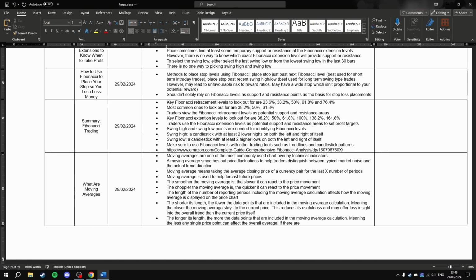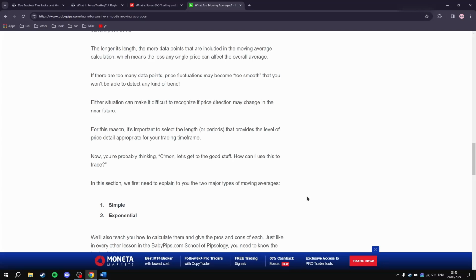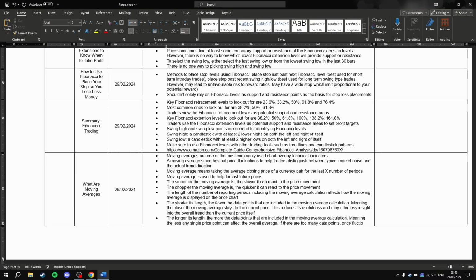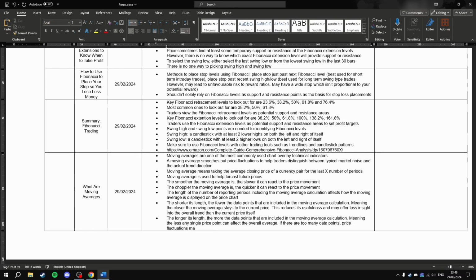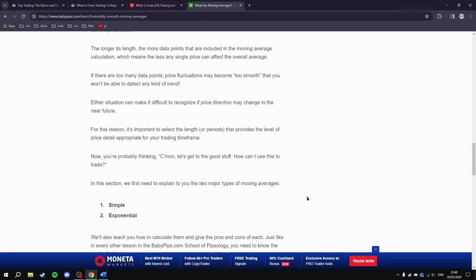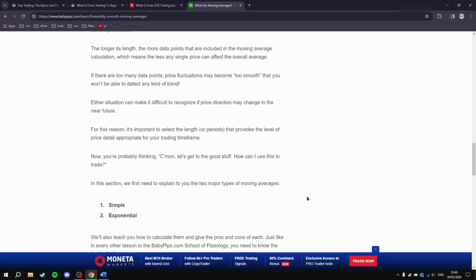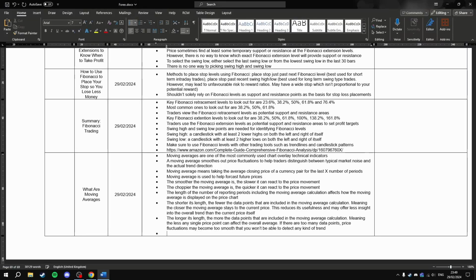If there are too many data points, price fluctuations may become too smooth that you won't be able to detect any kind of trend. Either situation can make it difficult to recognize if price direction may change in the near future.